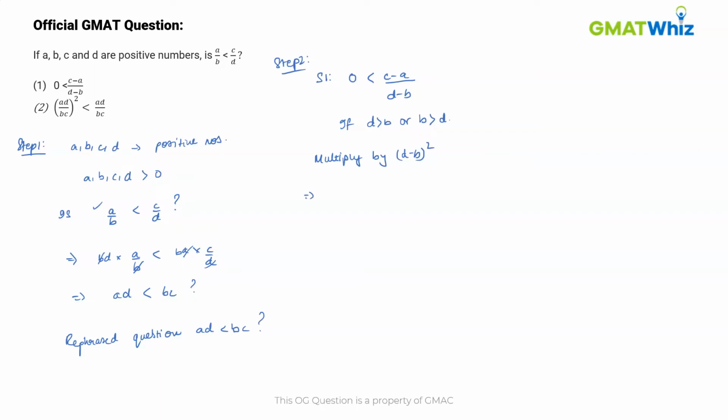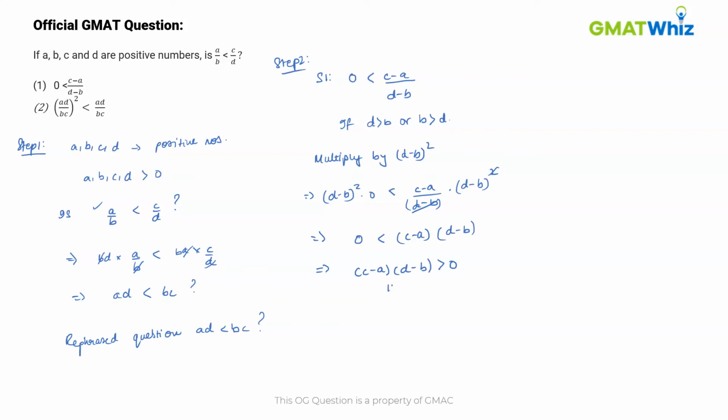Now this gives us (D minus B) whole squared times 0 is less than (C minus A) by (D minus B) multiplied by (D minus B) whole squared. Now (D minus B) gets cancelled and on the left hand side we have 0, which is less than (C minus A) multiplied by (D minus B). Now we can write this as (C minus A) times (D minus B) is greater than 0.